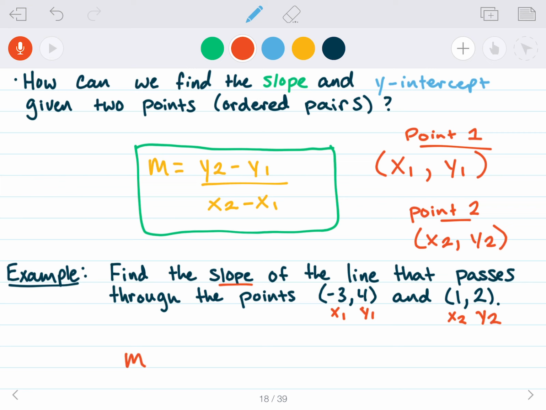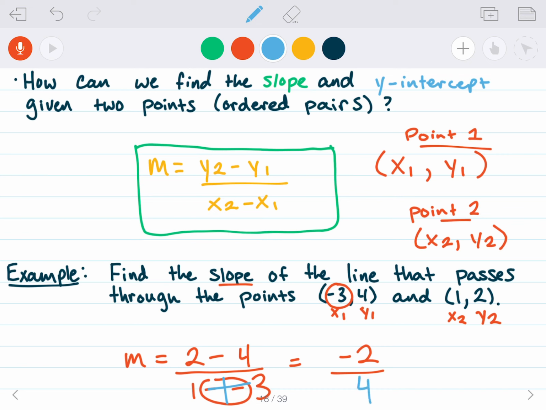So using our formula, we have m equals y2, well, y2 is going to be 2, minus y1, y1 is going to be 4, divided by x2, which is 1, minus x1, which is -3. All right, so on top, 2 minus 4 is -2. On bottom, remember these double negatives make a positive, so 1 plus 3 is 4. And if I simplify by 2, dividing top and bottom by 2, I get -1/2. So this is my slope of the line that goes through those 2 points, the linear function.